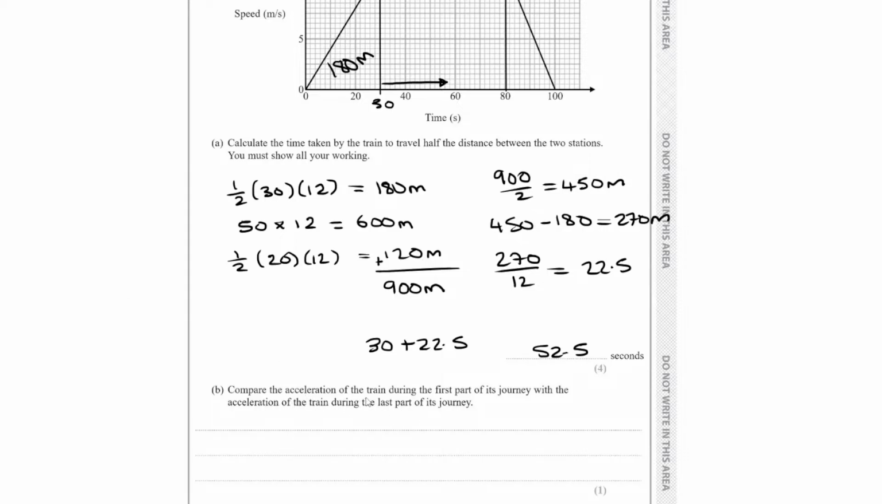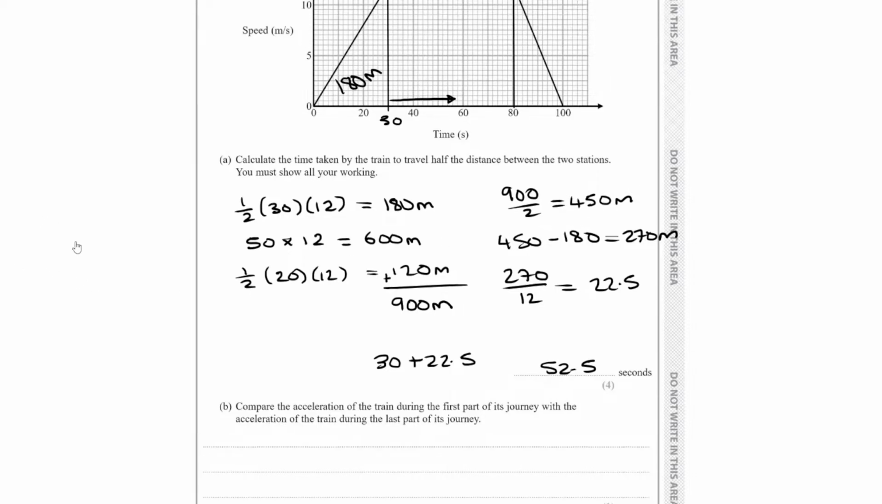Now, it does say compare the acceleration of the train during the first part of its journey with the acceleration of the train during the last part of its journey. So it's obviously talking... Oh, yeah, sorry, hang on, let me re-explain it. So this bit's fine, right? I'm assuming up to 450 meters is all fine. Up to here, that bit's fine. So we know that half of the distance is 450 meters. Now, let me show you the diagram again.